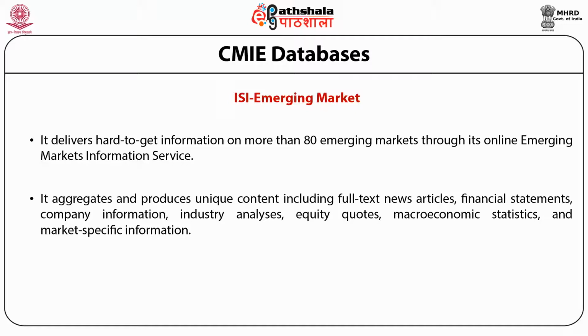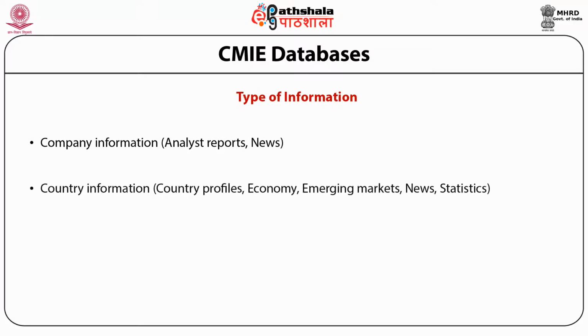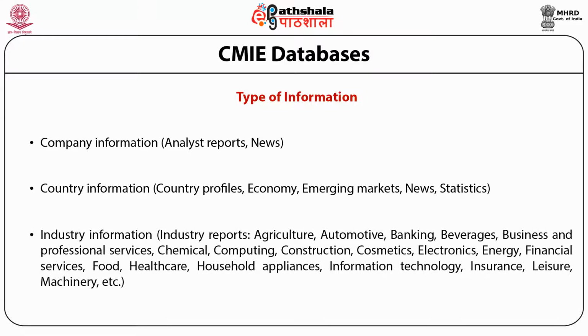The type of information which is covered is company information, analyst reports, news, country information, country profiles, economy, emerging markets, news, statistics, and industry information in the form of industry reports, agriculture, automotive, banking, beverages, business and professional services, chemical, computing, construction, cosmetics, electronics, energy, financial services, food, healthcare, household appliances, information technology, insurance, leisure, and machinery, etc.